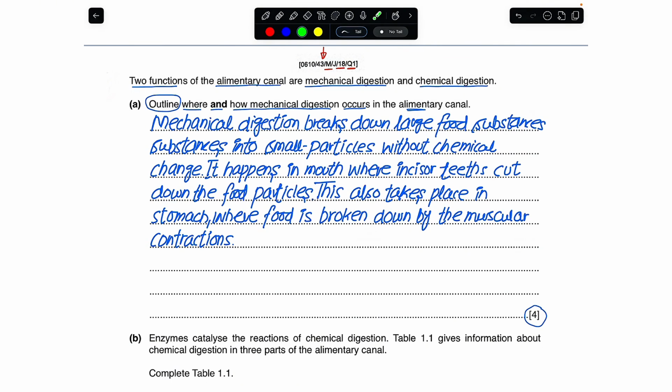So for 4 marks, how should your answer look? You would say that mechanical digestion breaks down large food substances into small particles without a chemical change. It happens where? In the mouth. And over there, I have written it in the context of incisor teeth. You could write canines, premolars, and molars. And we know incisor teeth cut down the food particles. Then I have written for the 4th mark that it also takes place in the stomach, where the food would be broken down by the muscular contractions.